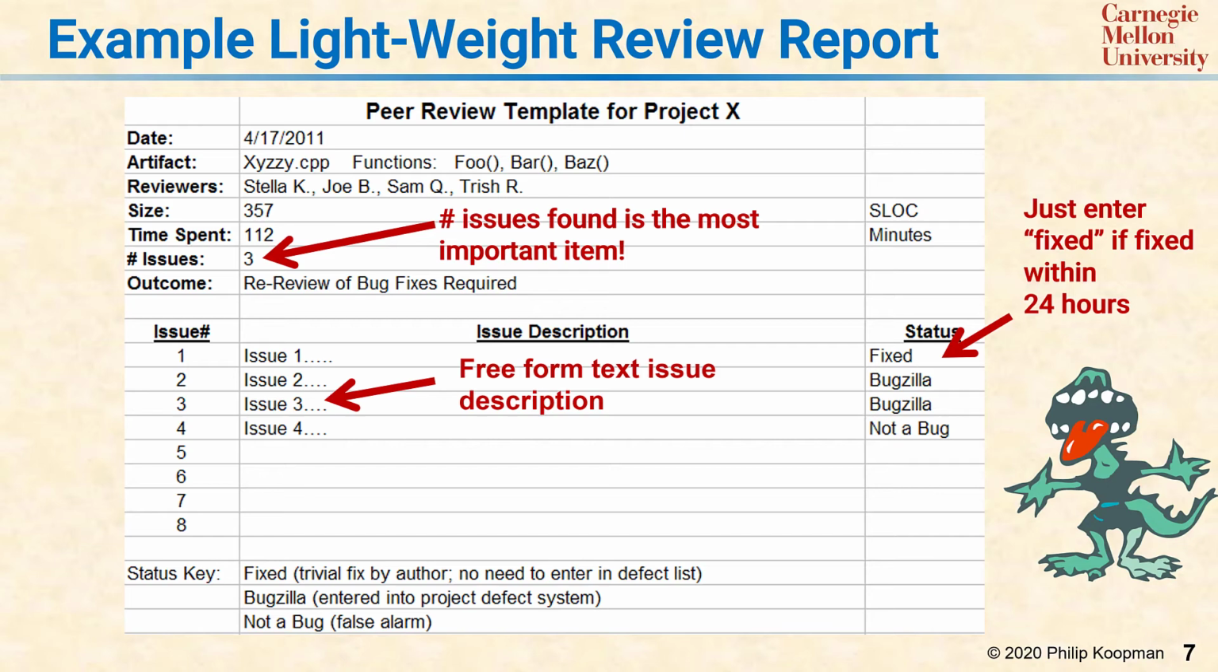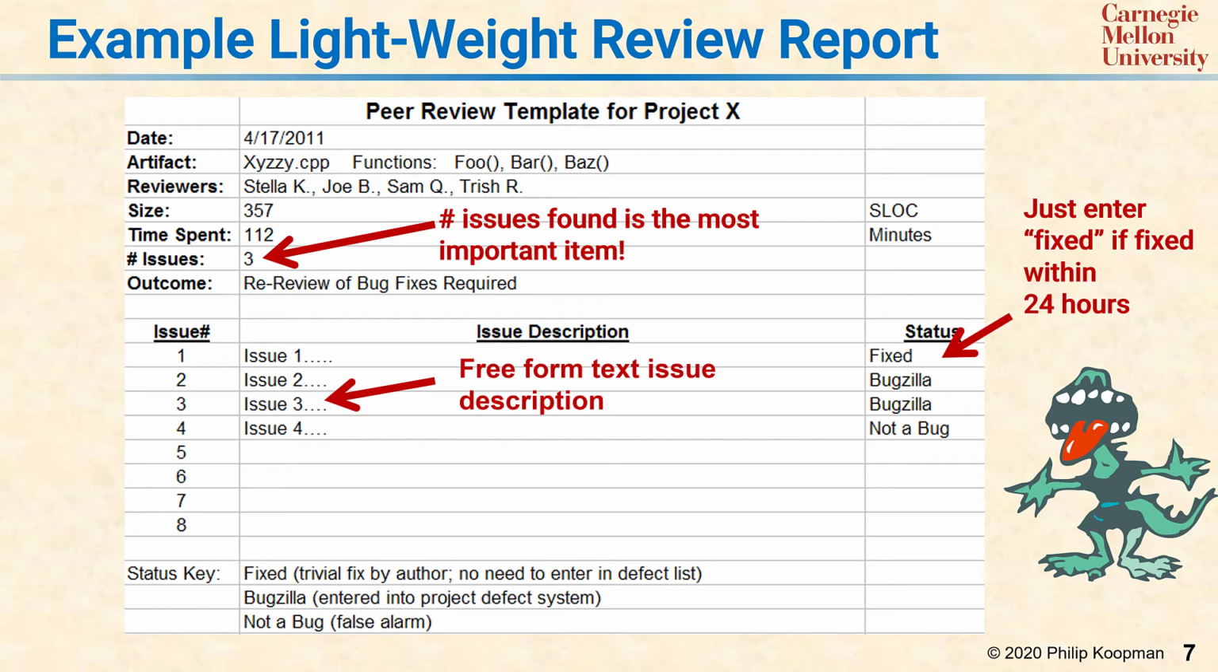The column on the right is the status, which at the end of the review meeting is blank. Once the review meeting is over, the author fixes what's easy to fix and fills out the status within 1 working day. If a defect can be fixed within that 1 day, the spreadsheet is simply changed to a status of fixed, and that's it. If the defect cannot be fixed right away, then it's entered in the bug tracking database as a formal defect report.